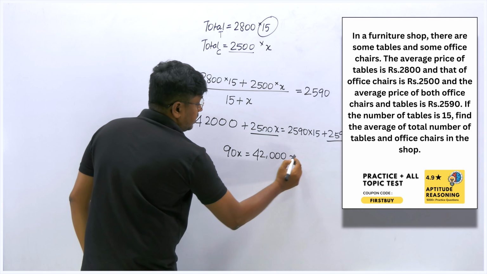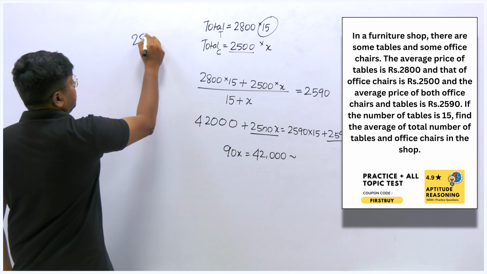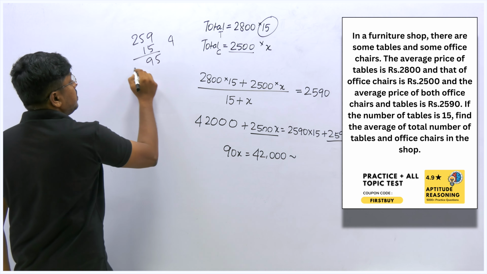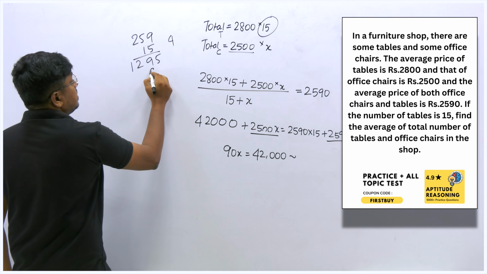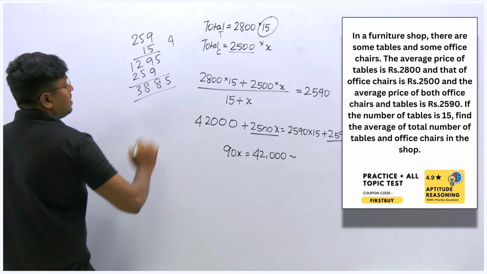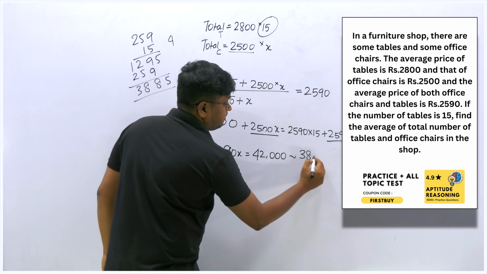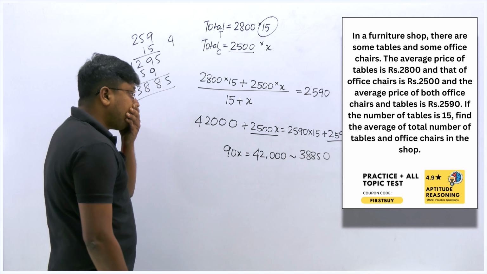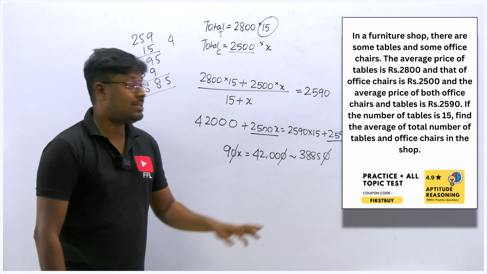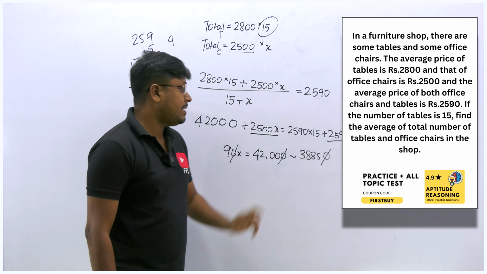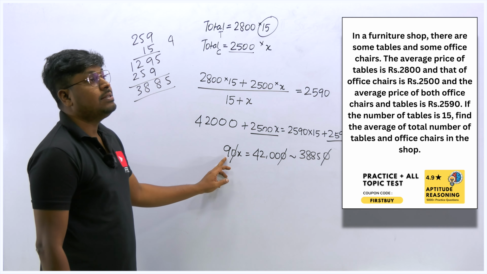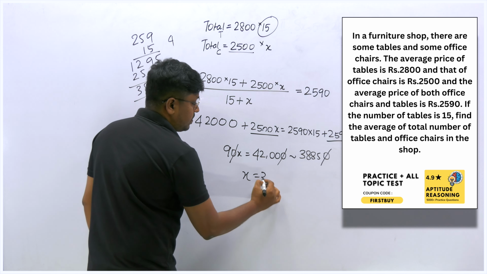So 90x equals the difference of 42,000 and 2590 into 15, which is 38,850. We can cancel the 0 and 0 here, because we just need to find the difference. We have to subtract 42,000 minus 38,850. So the resultant here we have 3150, divided by 90, 39 3s are 18, 35. So x equals 35.